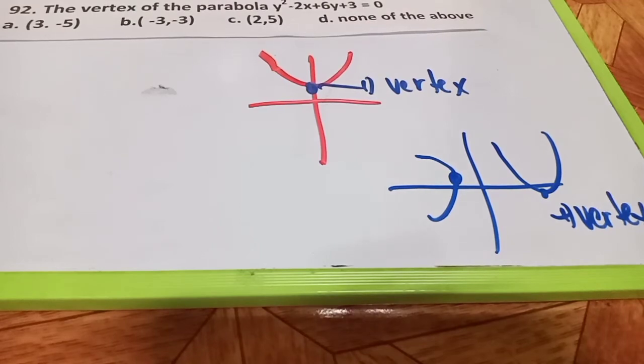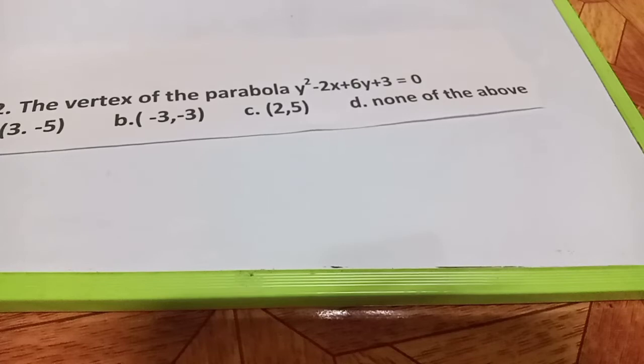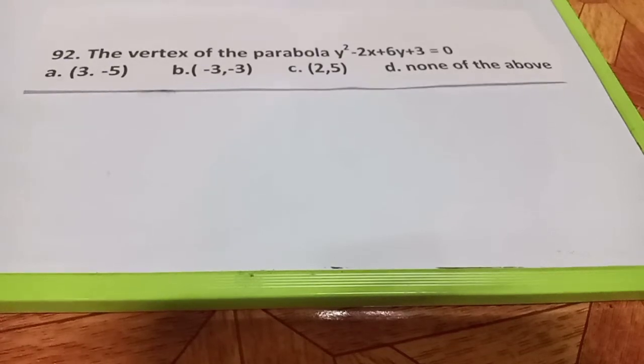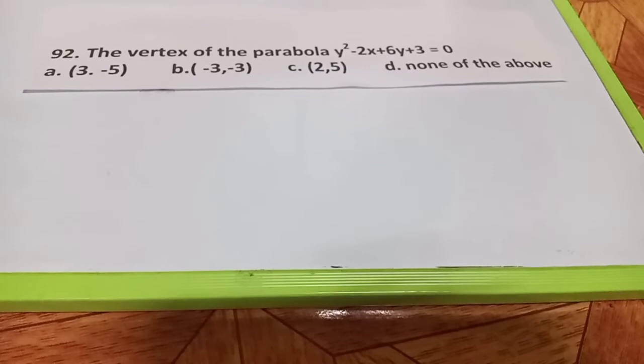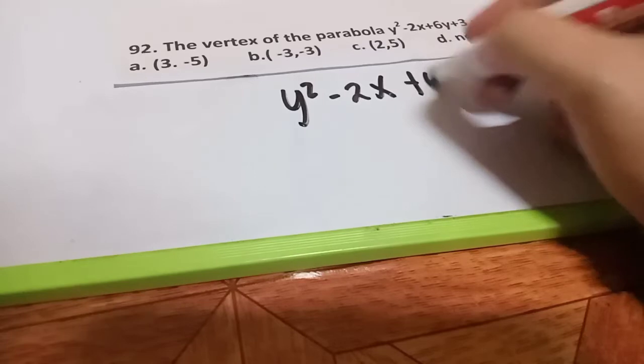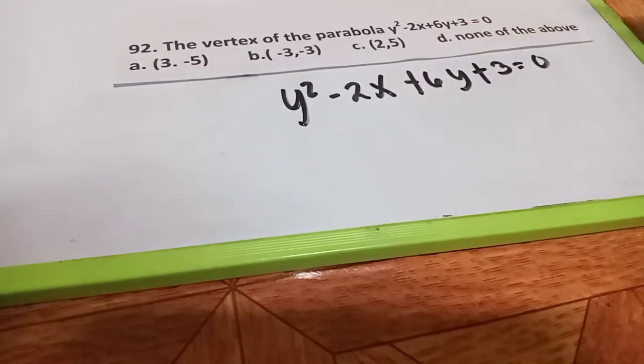So, there is an equation. Let's try to understand the equation of the vertex of the parabola. The given is y squared minus 2x plus 6y plus 3. Let's proceed with this one. Let's recall everything. So y squared, let's be careful: y squared minus 2x plus 6y plus 3 is equal to 0.